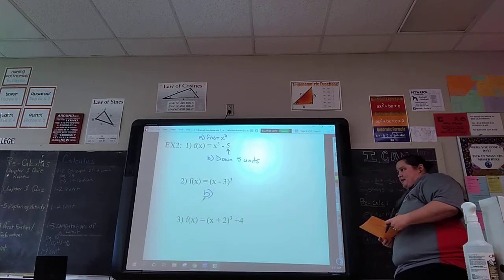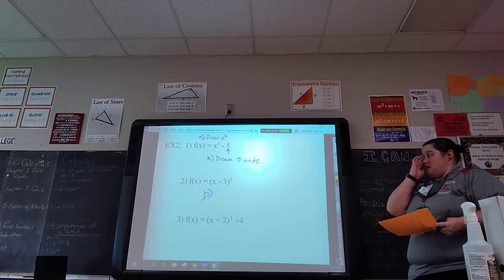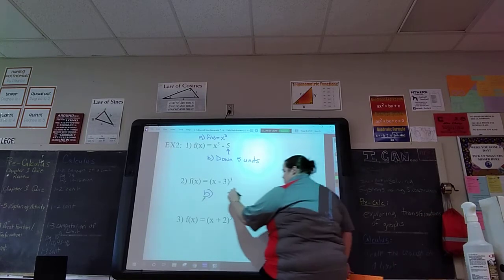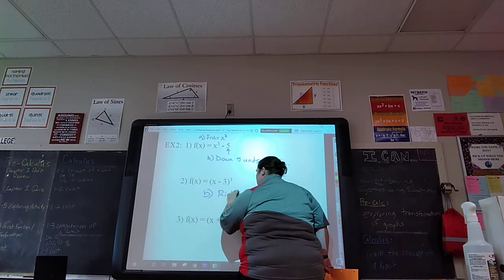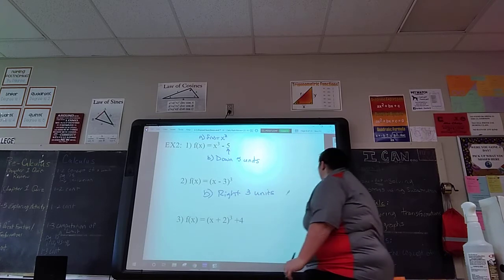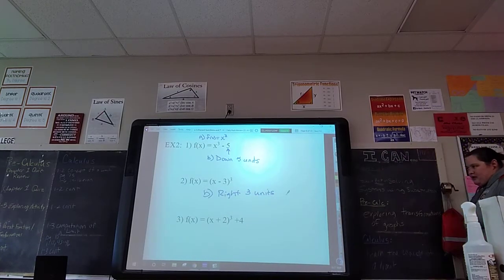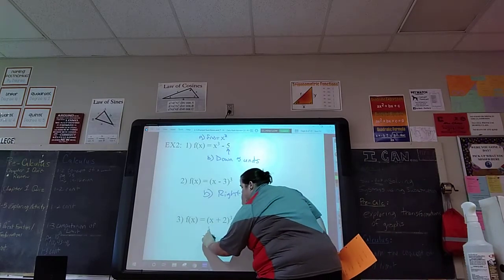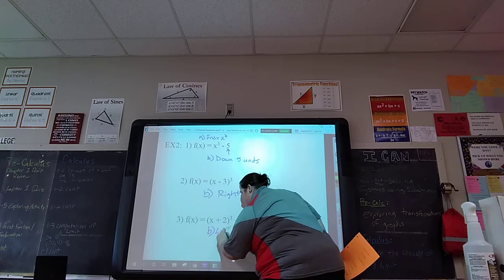What's the movement for my second one? Right 3. Right. Yep. And this last one has 2 different movements. What's this? Left 2. Yep. Up 4.